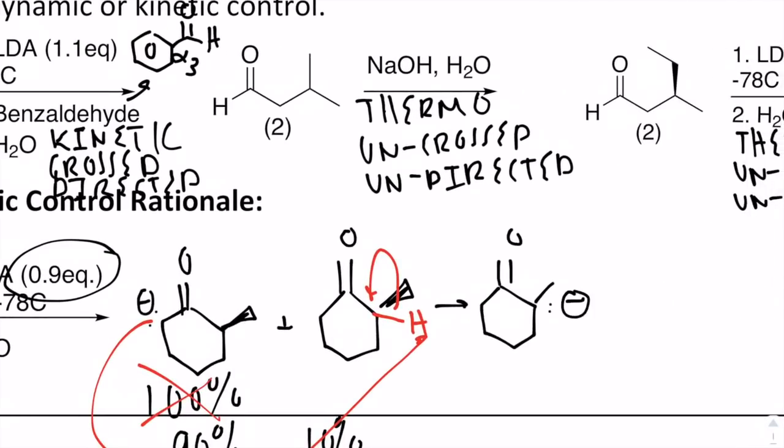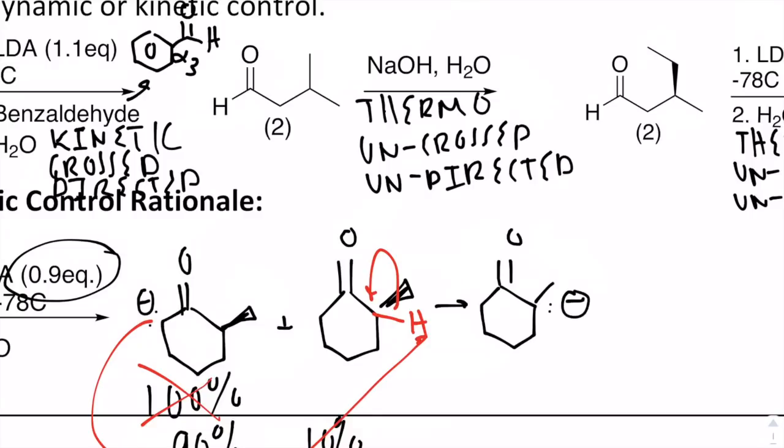All right, so that makes sense. So we basically have less base than there is starting material. So even though we're going to form a lot of that kinetic enolate, over time, since there's a little bit more reagent left, we can equilibrate to form the more stable product, and this is what thermodynamic control is.